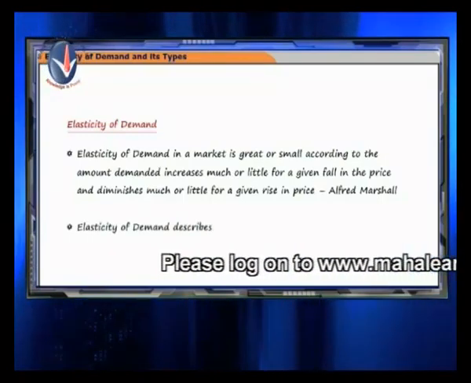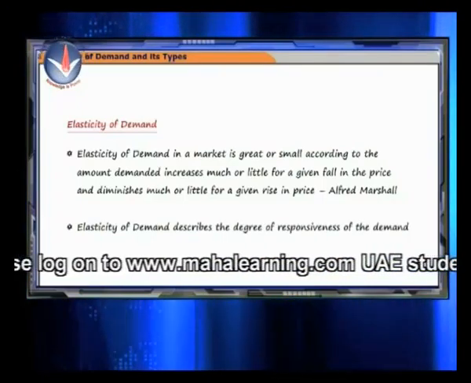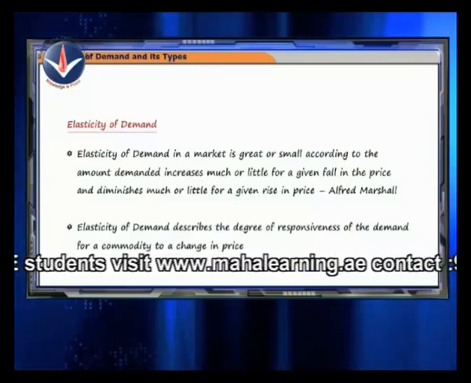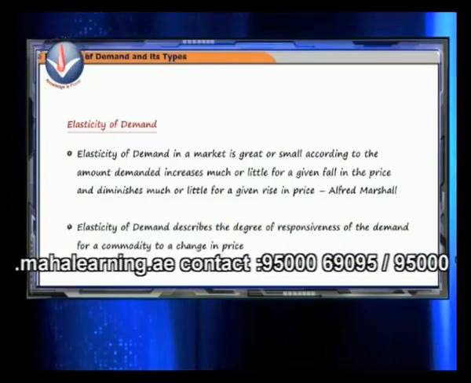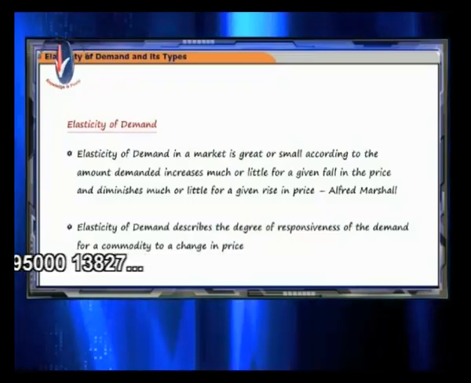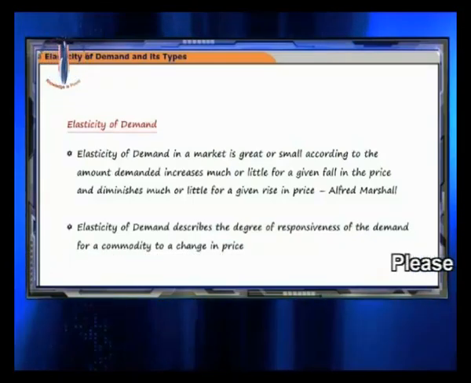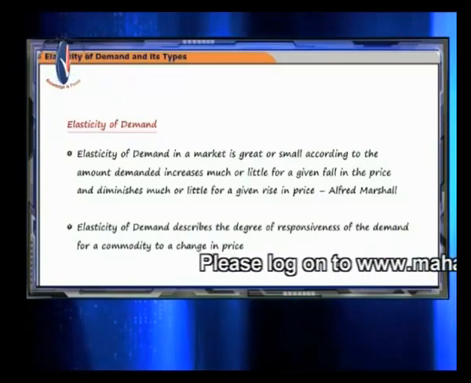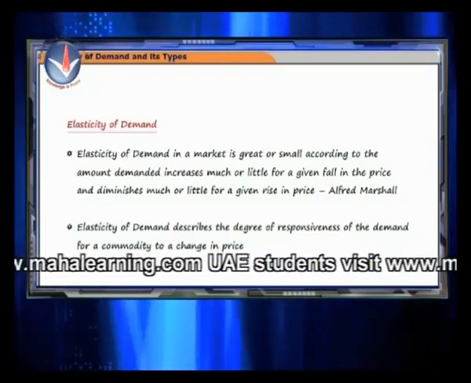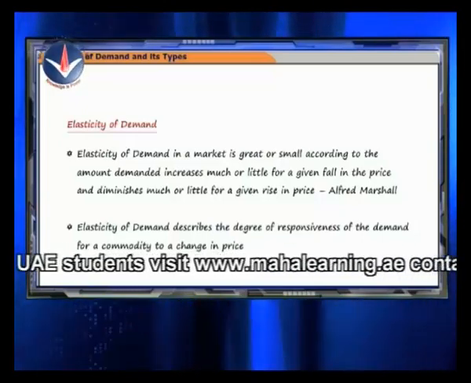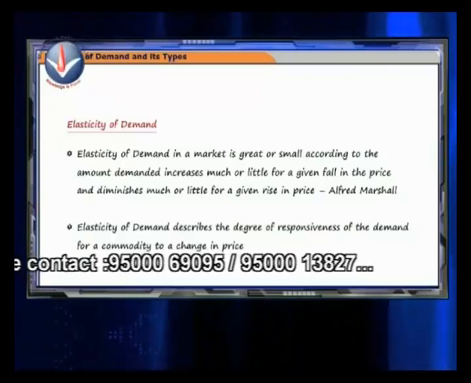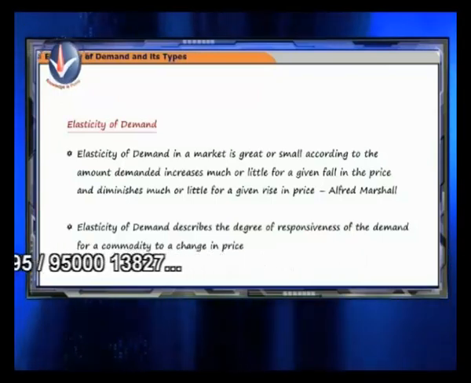Elasticity of demand describes the degree of responsiveness of the demand for a commodity to a change in price. Example: imagine that two of you are standing next to each other and you are holding a huge elastic band. The person standing in front is going to respond to the pressure that you apply to the elastic band. If you pull the elastic band greatly, then he is going to advance forward. When your pull is very soft, then he might move a little.